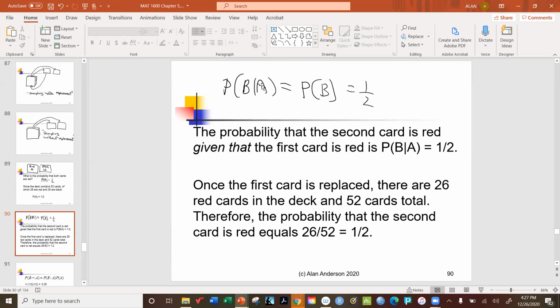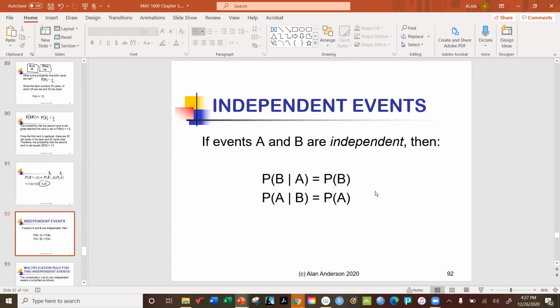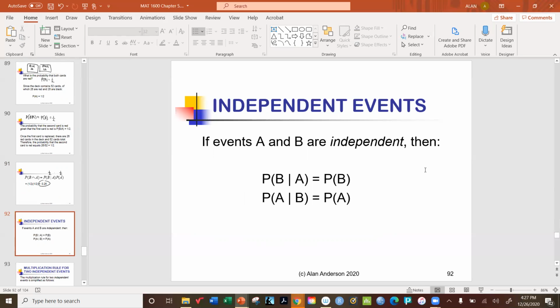What it means is that whatever happened to A did not affect B. And so the probability of them both being red turns out to be a half times a half, which is a quarter. So formally, two events are said to be independent if the following two conditions are both true.